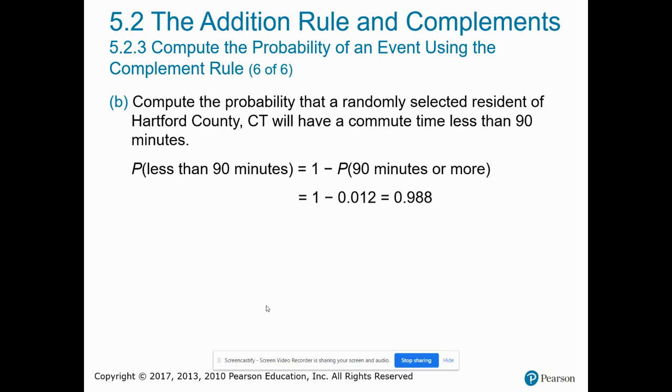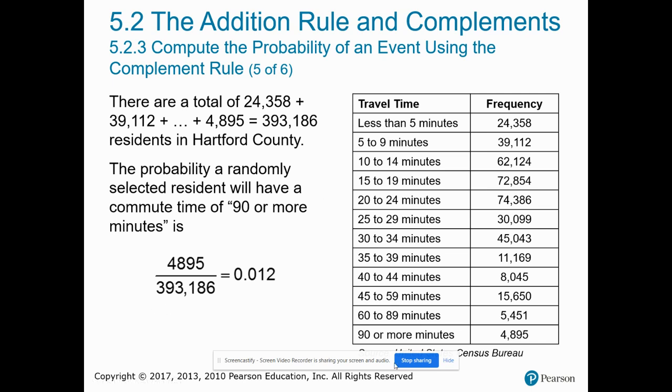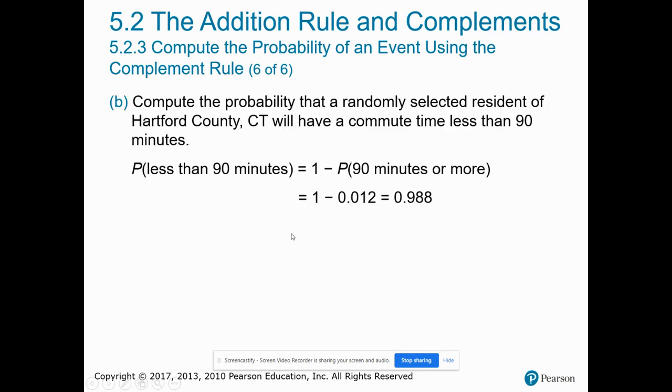But now we can answer the question quite easily. What's the probability that they would travel less than 90 minutes? Now you could add up all of these numbers here and divide by 393,186. But why would you do that when it's much easier to use what you've already figured out? So the complement of 90 minutes or more is the same as less than 90 minutes.